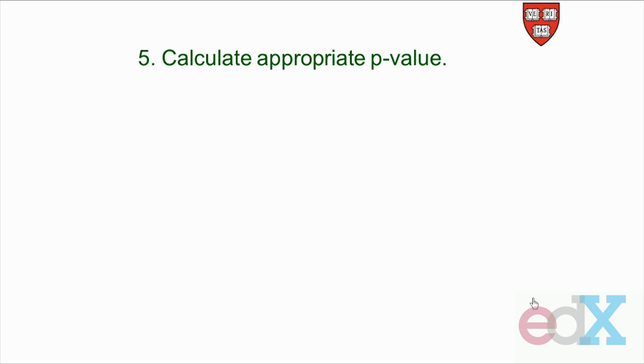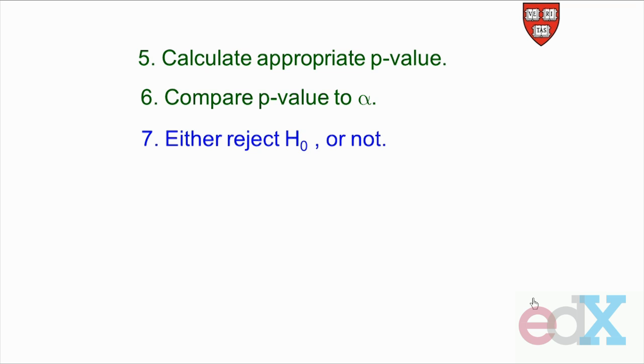Well, we compare these values to our cutoffs. So, for example, we can calculate the appropriate p-value for our statistic, and then compare that p-value to alpha, and either reject H0 or not. If the p-value is less than alpha, we'll reject. If not, we won't reject H0.